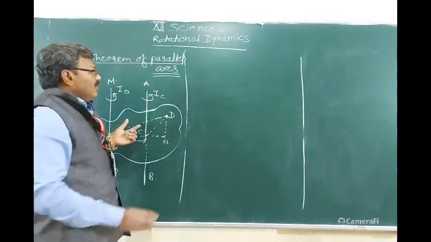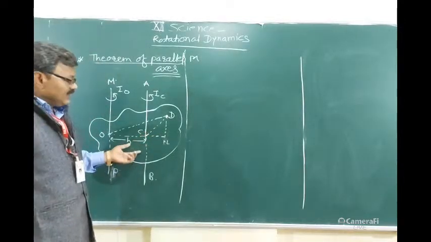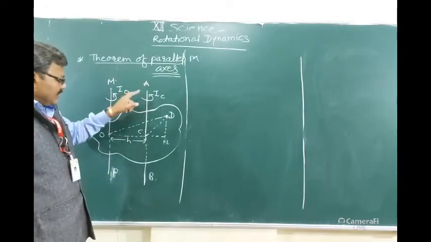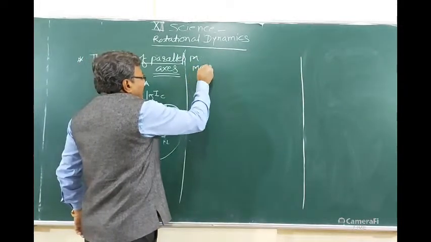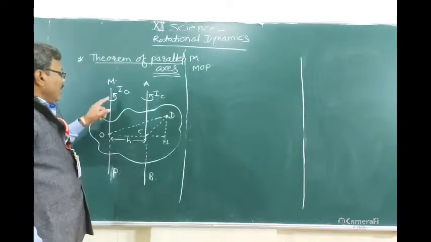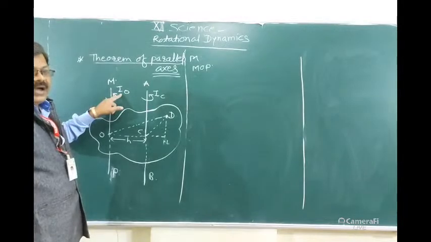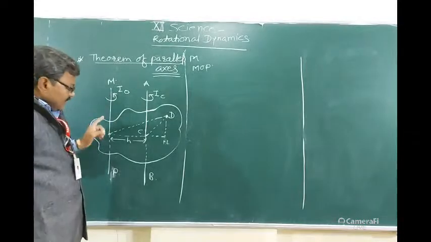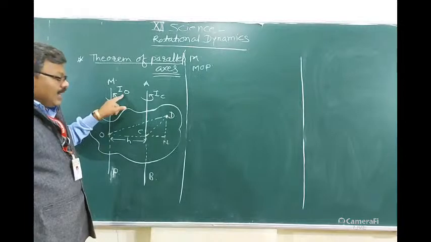This figure shows the object. Suppose the mass of this object is m. Now it consists of two axes. The first axis is MOP. MOP is the axis passing through point O, and the moment of inertia about this axis is represented by IO. This axis is passing through the point O, therefore it is represented by IO.